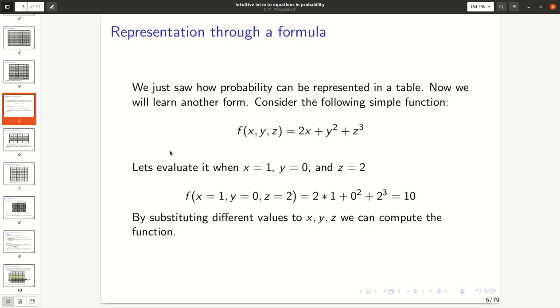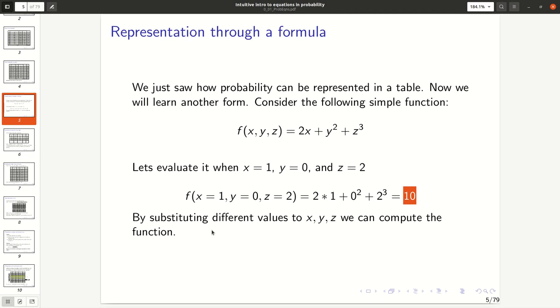Hi, welcome back. We just saw how probability can be represented in a table. Now we will learn another form of representation. Consider the following simple expression. The function f, which takes input x, y, and z, is equal to 2x plus y squared plus z cubed. Let's evaluate this function at x equal to 1, y equal to 0, and z equal to 2 as written here. At this point we can easily find out that the function has a value of 10.